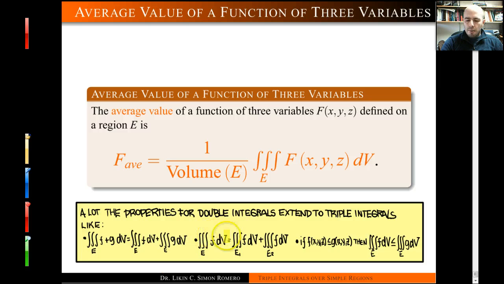I didn't put it here, but you can split your region into two regions and take the integral of each individual region, as long as these two regions don't overlap except for the boundary. And if one function is bigger than the other one, then the triple integral is going to be greater or equal than the other one.